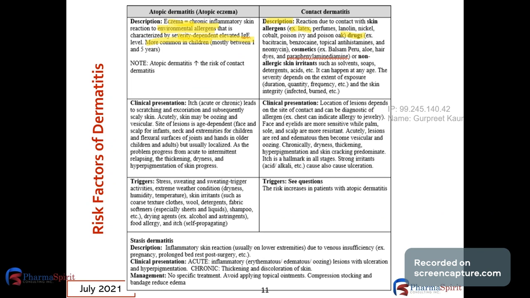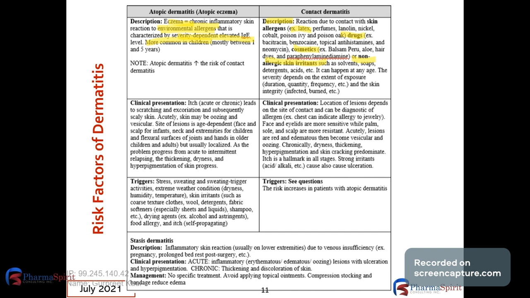such as bacitracin, benzocaine, topical antihistamines, and neomycin. These are skin sensitizers, so they can trigger contact dermatitis. Sometimes the contact dermatitis can develop due to contact with cosmetics, such as aloe, hair dyes, paraphenylenediamine. Sometimes the patient may develop that due to non-allergic skin irritants, such as solvents, soap, detergent, acids, etc.